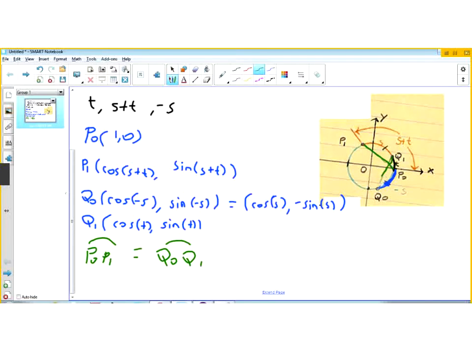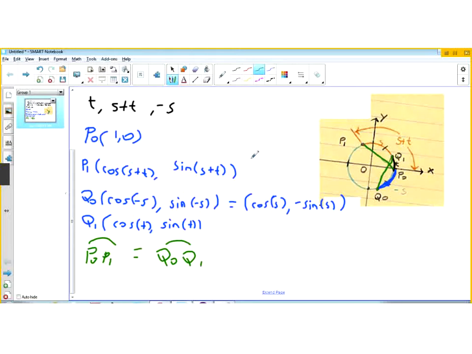Chords subtending arcs of equal length have the same length. So these two chords that I've just accentuated in green both have the same length. All right, so that's a result of geometry. So now all we have to do is use the distance formula.